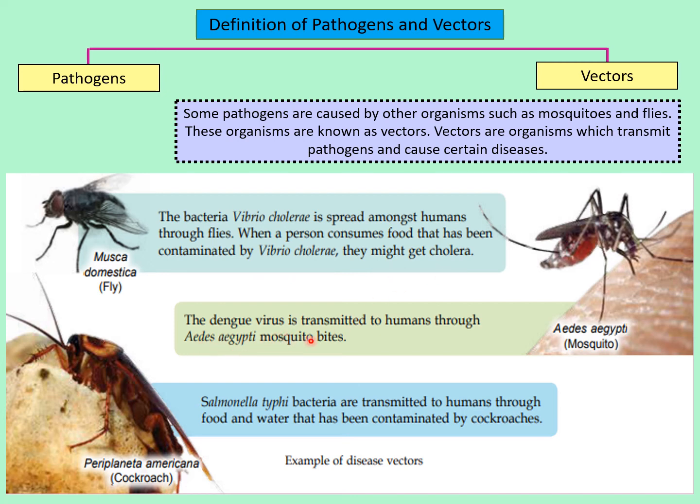The dengue virus is transmitted to humans through Aedes aegypti mosquito bites. This is Aedes aegypti, the mosquito. Salmonella typhi bacteria are transmitted to humans through food and water that has been contaminated by cockroaches. This is Periplaneta americana, the cockroach. These are examples of disease vectors.